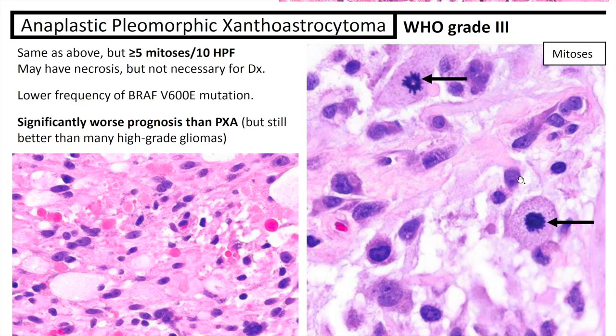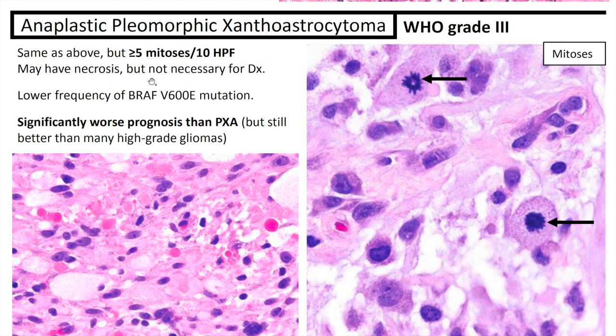So a similar entity, but slightly higher grade, is an anaplastic pleomorphic xanthoastrocytoma, which is WHO grade 3. It's the same as the above, but there are 5 or more mitoses per 10 high-powered fields. You may have necrosis, but it's not necessary for the diagnosis. And there's a lower frequency of BRAF V600E mutation. This has a significantly worse prognosis than a pleomorphic xanthoastrocytoma, but still better than many high-grade gliomas.